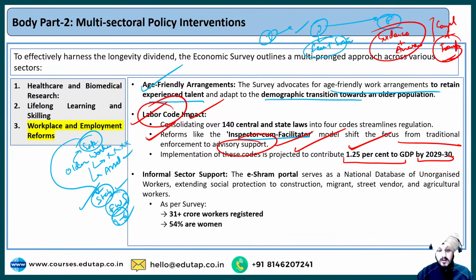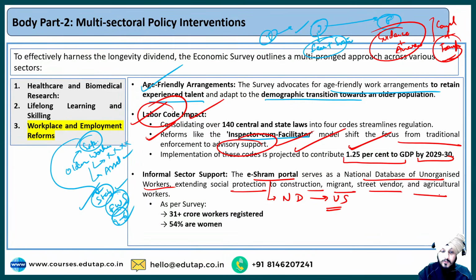Now the next one is regarding the informal sector. So when we talk about informal sector support, over here the economic survey talks about the eShram portal, right? You must be knowing about the eShram portal, which is the national database for the unorganized sector. So this eShram portal serves as a national database for unorganized workers, extending social protection to construction workers, to migrant workers, to street vendors, and to agriculture workers also.